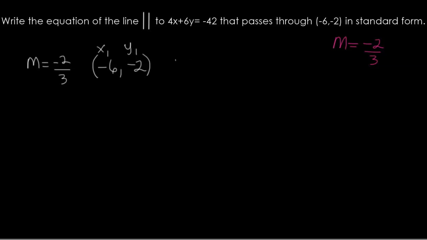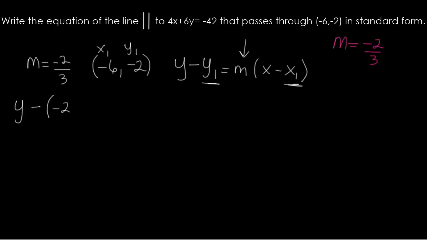What does point-slope say? What is that equation? y minus y1 equals m times x minus x1, where m is our slope and our point is at x1, y1. So let's fill it in. So y minus, what is y1? Negative 2. M, what is our slope? Negative 2 over 3. And x minus, what is x1? Negative 6. Okay, with me so far?